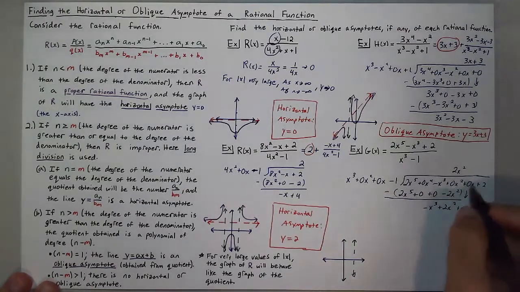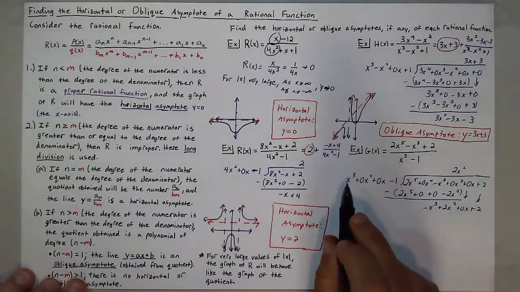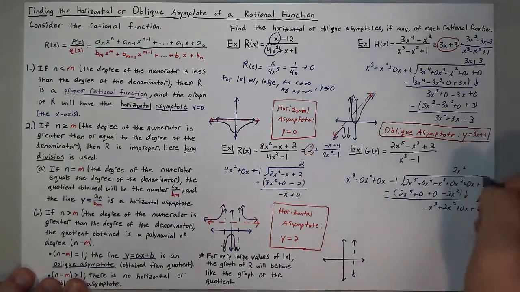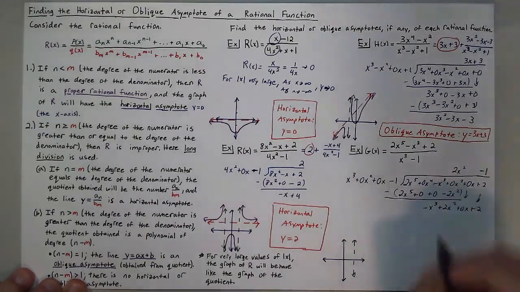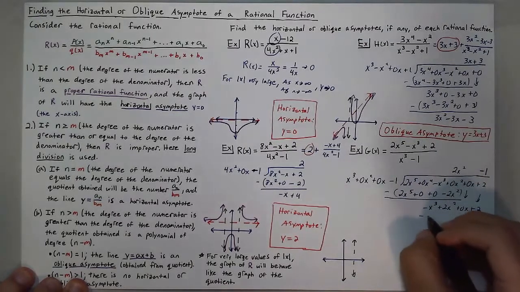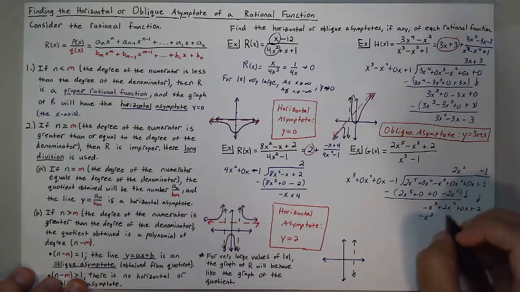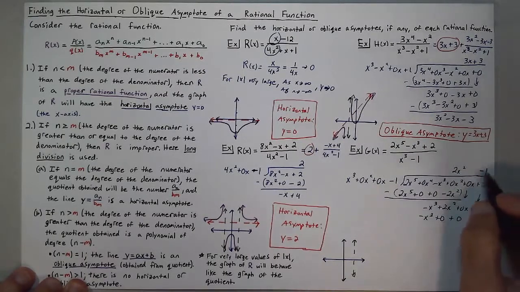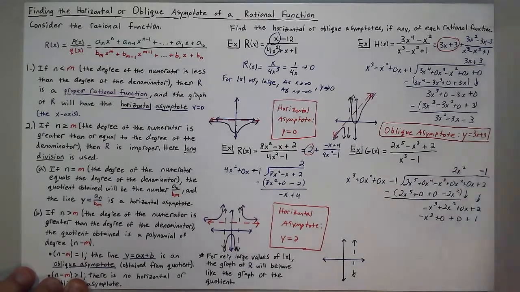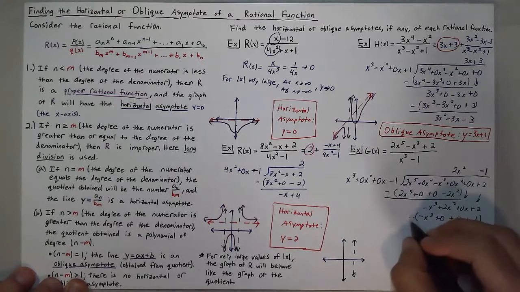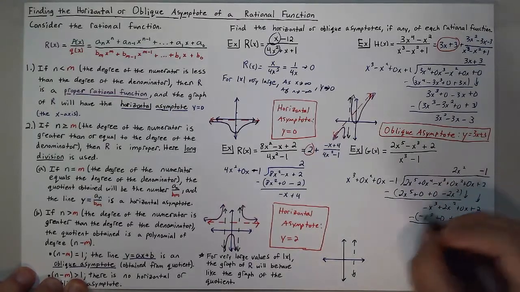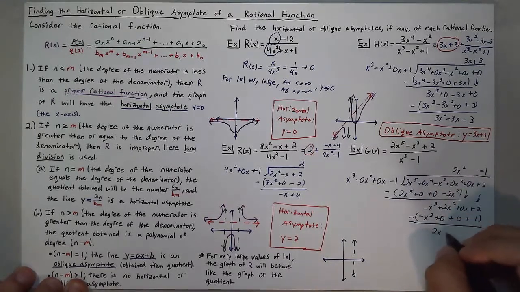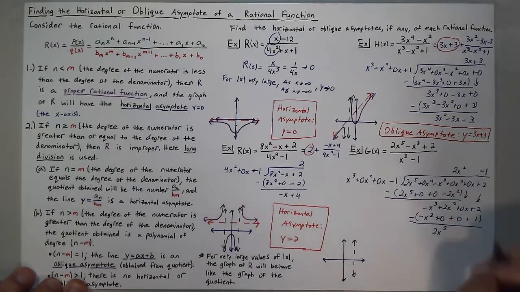And we'll ask ourselves the same question. How many times does x cubed go into negative x cubed? Negative 1 times. So negative 1 times x cubed is negative x cubed. Negative 1 times 0 is 0. Negative 1 times another 0 is 0. And negative 1 times negative 1 is a positive 1. And then we'll subtract that away. So 2x squared minus 0 is 2x squared. 0 minus 0 is 0. And then 2 minus 1 is positive 1.